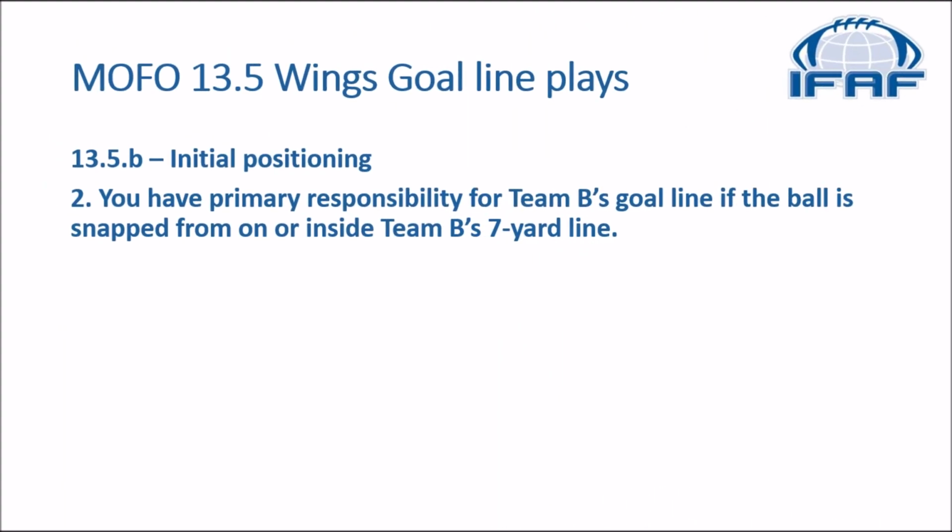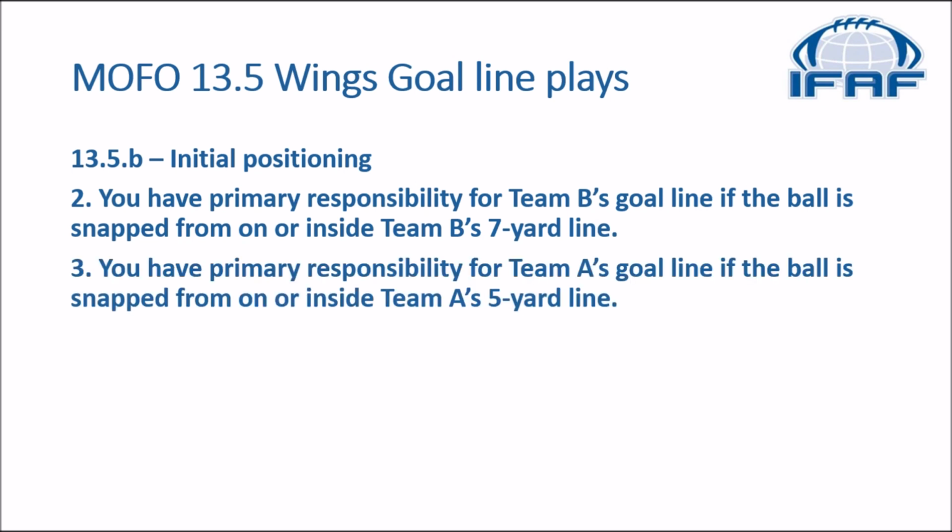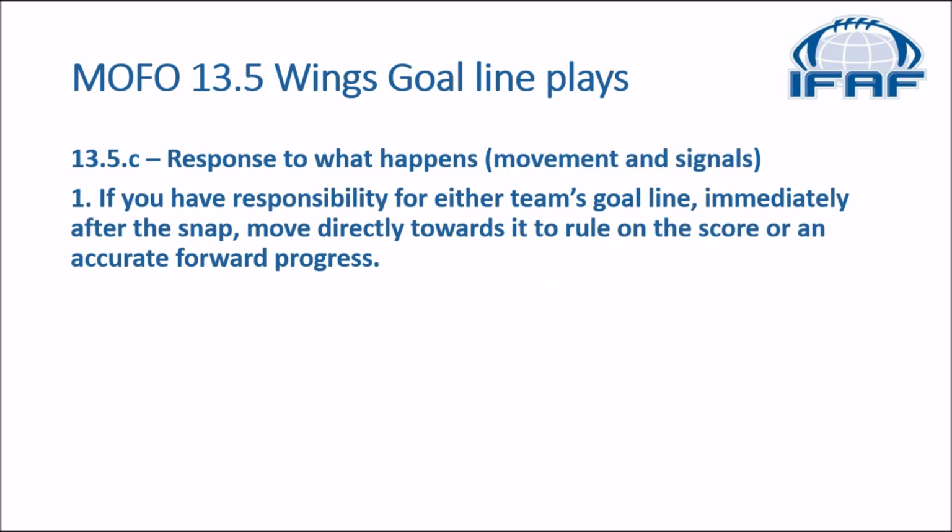We go to section 13.5, wings and goal line play. Initial position says, number two, you have primary responsibility for Team B's goal line if the ball is snapped from on or inside Team B's 7-yard line. And three goes on to say you have primary responsibility for Team A's goal line if the ball is snapped from on or inside Team A's 5-yard line.